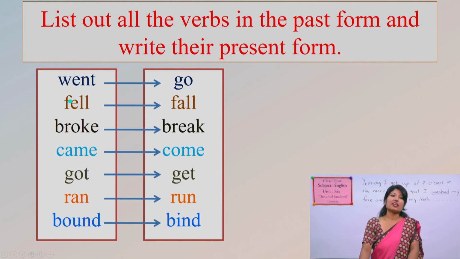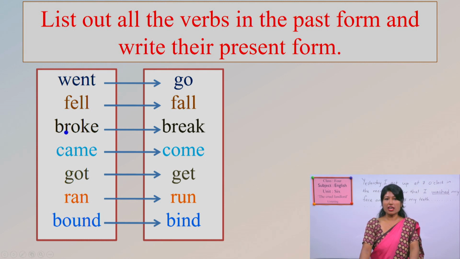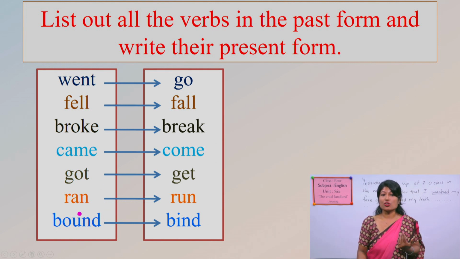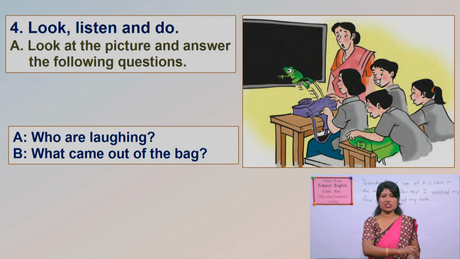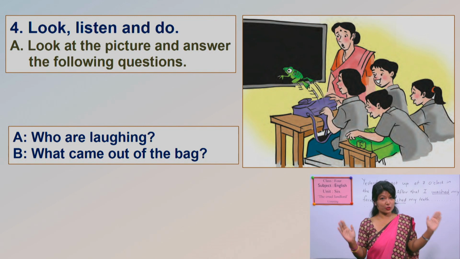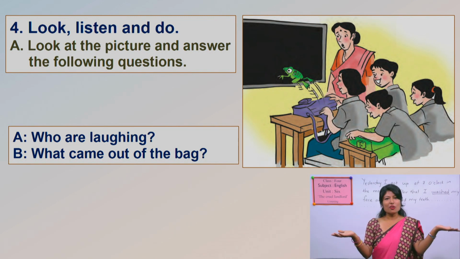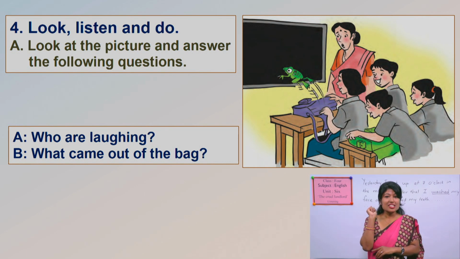So here are the words. Once again, all of you repeat after me. Go, went, go, fell, fall, broke, break, came, come, got, get, ran, run, bound, bind. So these are the verbs we found in the Jack and Jill chant. Now let's move to our next activity. Here it is. Now we are in the main activity of today's lesson. What are we doing today? Yes, listening. Listening comprehension.